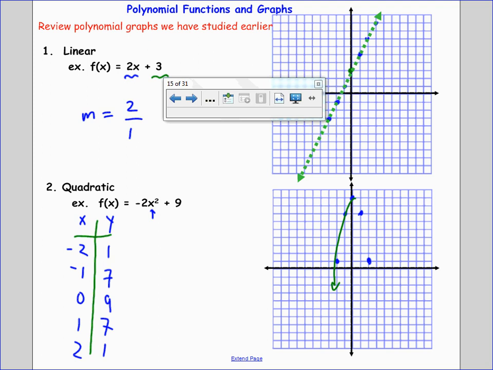This looks like an upside down parabola and very steep. Awesome. What questions do you guys have about our linear or quadratic? Let's take a look at a cubic.